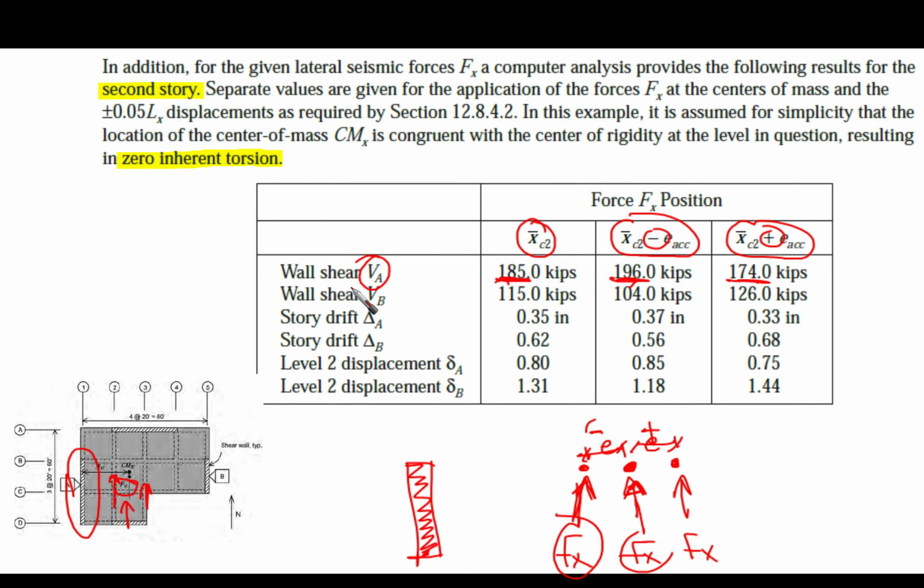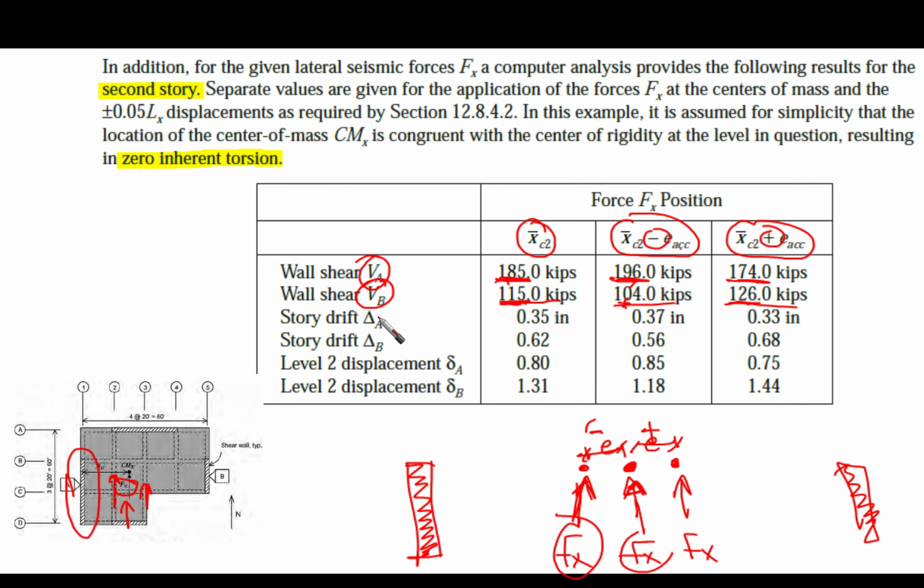In a similar fashion, we are going to follow for VB here. It is the forces in each case, okay? In a similar fashion also, we're going to find 115 here. However, if it's positive, you're going to find that it's larger because B is here, right? So Fx positive is going to be 126, bigger than 115. And the other one, which is negative eccentricity, it is going to be 104. So this is logical, actually. It flows in a logical way.